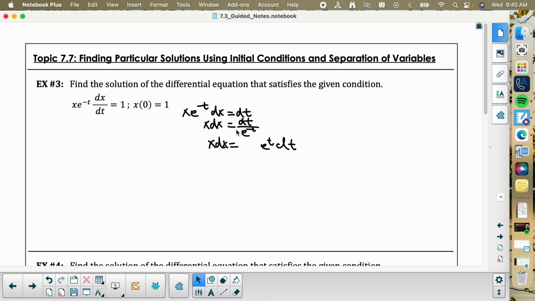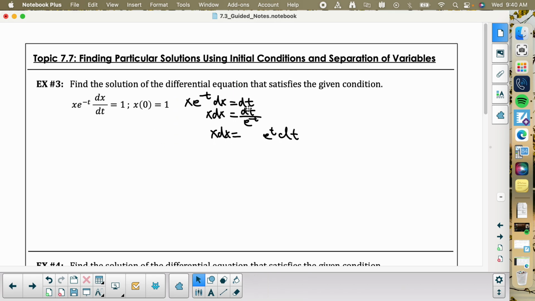Okay, Onyx, do you feel like you can help us continue from here? So what would be the next step? Just take the integral. Perfect. And these are pretty straightforward integral ones. Do you think you can come up here and do it for us? Yeah. Okay, if not, you can ask for help.